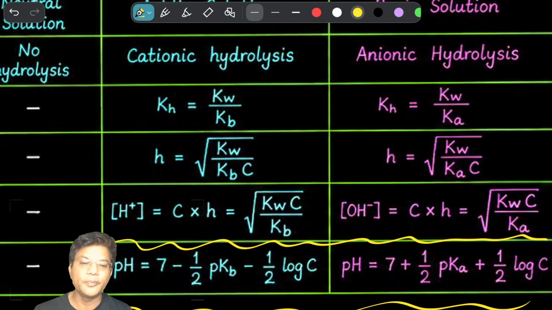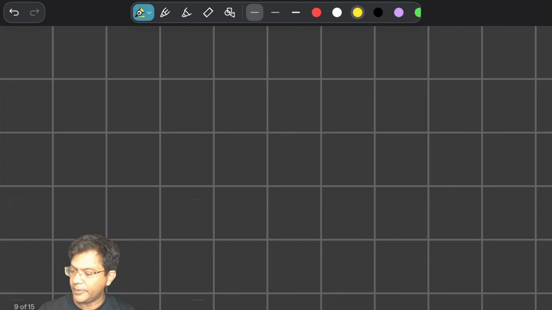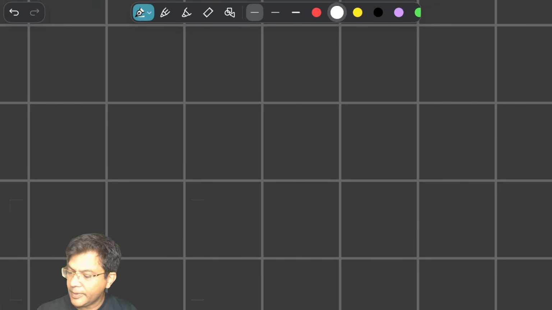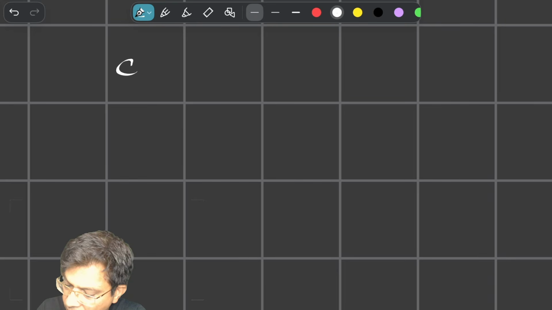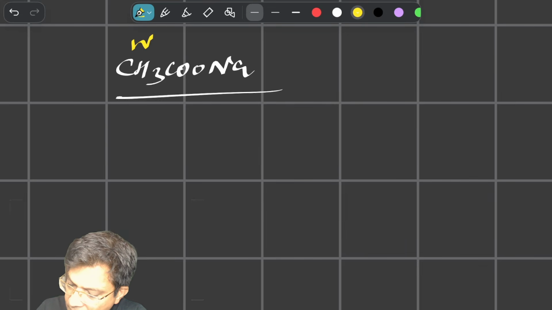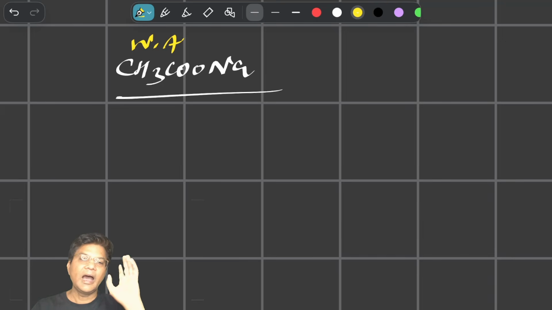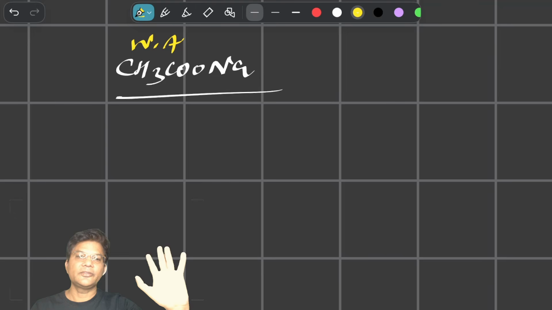Now, how to remember this formula? That is the $1,000,000 question. So let me tell you from my side how you will keep it in your brain. Remember that if I say salt of weak acid, strong base, always remember the weak part, weak acid, right?